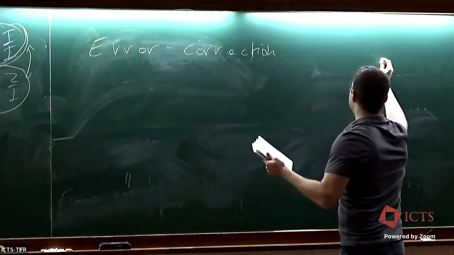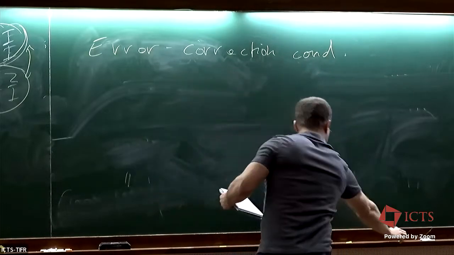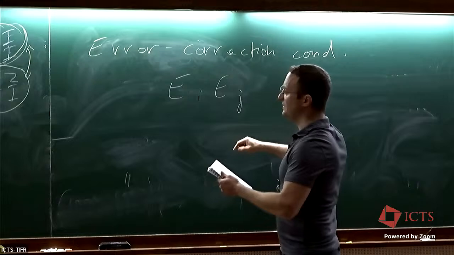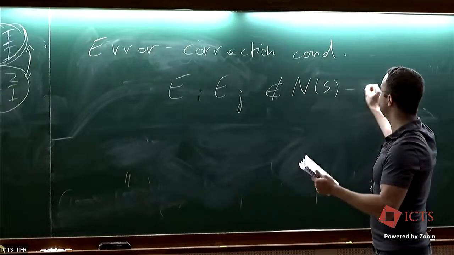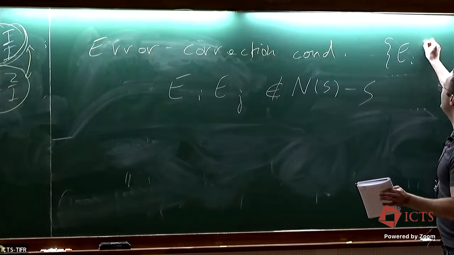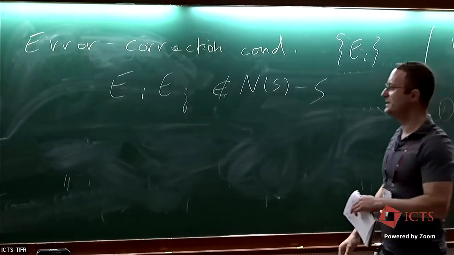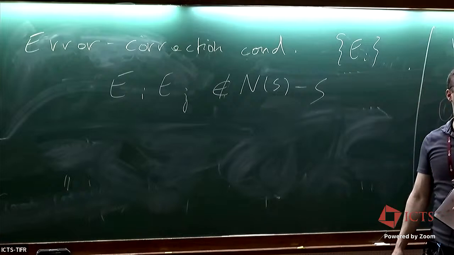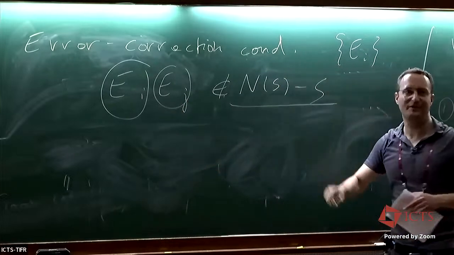So the error correction conditions, these are the Knill-Laflamme conditions. It just says that for all I and J, we want E_I E_J not to be in NS minus S. That's all. I have some set of errors, E_I, and I want to know if they're an error correctable set. All I have to do is to take pairs and check whether, when I have E_J and I correct it with E_I, I don't apply a logical operator.